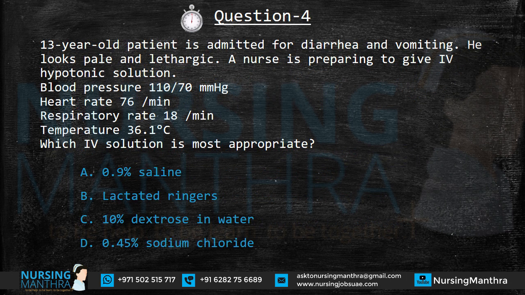A 13-year-old patient is admitted for diarrhea and vomiting. He looks pale and lethargic. A nurse is preparing to give IV hypotonic solution. Blood pressure 110/70 mmHg. Heart rate 76/min. Respiratory rate 18/min. Temperature 36.1 degrees Celsius. Which IV solution is most appropriate?